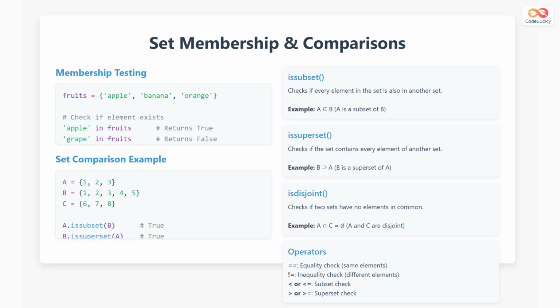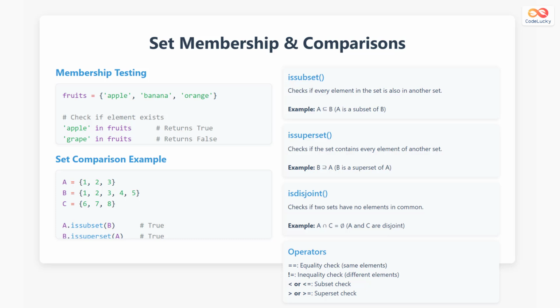Membership testing determines if a given element is a member of a set. For example, if you have a set called fruits containing the strings apple, banana, and orange, you can check if the string apple is in the fruits set using the in operator, and this will return true. You can also check if a string is not in a set by using the not in operator.